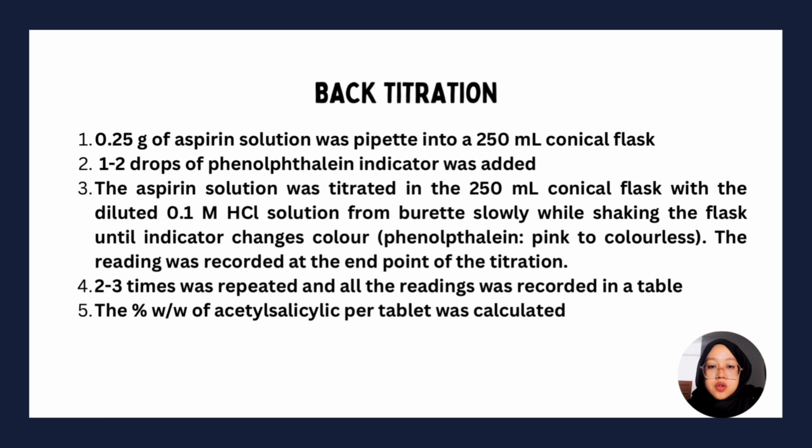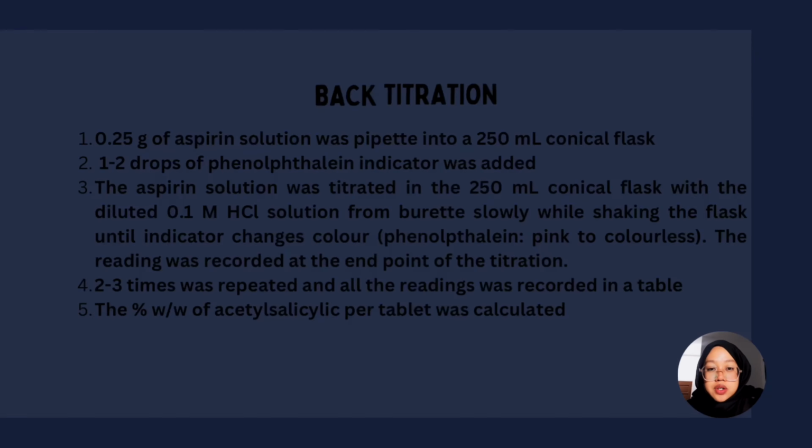Third, the aspirin solution was titrated in the 250 ml conical flask with the diluted 0.1 M HCl solution from the burette slowly while shaking the flask until the indicator changes color, from pink to colorless. The reading was recorded at the end point of the titration. Fourth, this was repeated 2 or 3 times, and all the readings were recorded in a table.